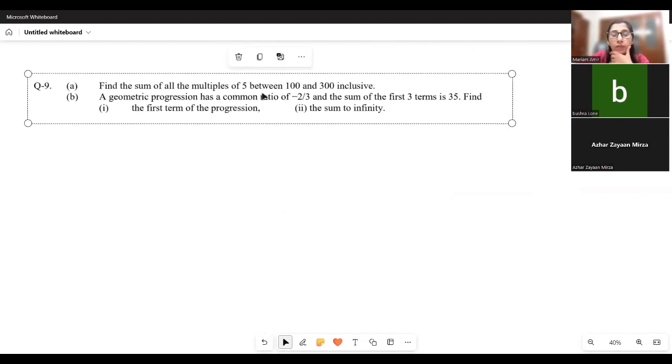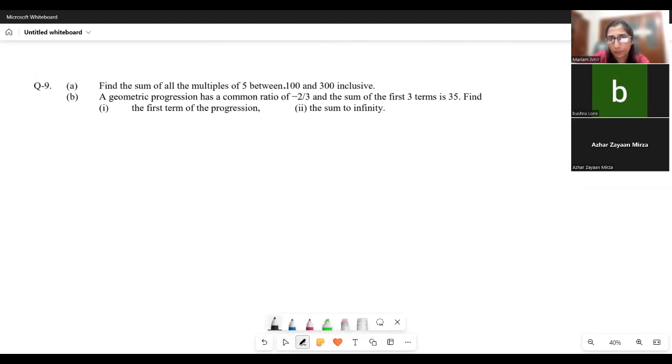Find the sum of all multiples of 5 between 100 and 300. Will you try this question yourself?